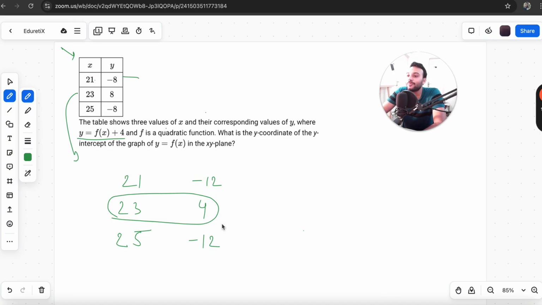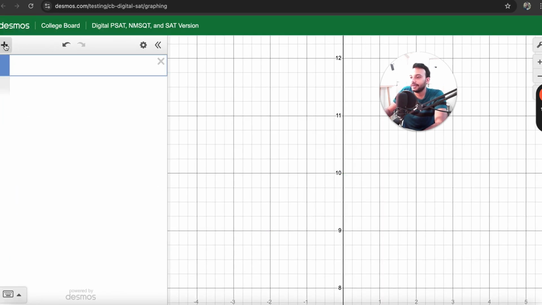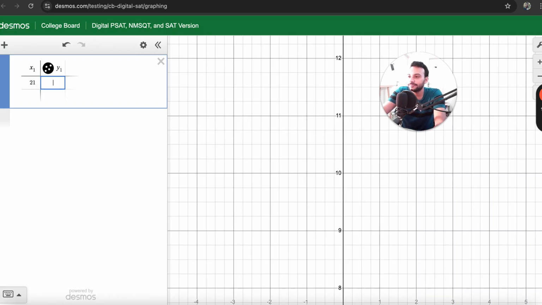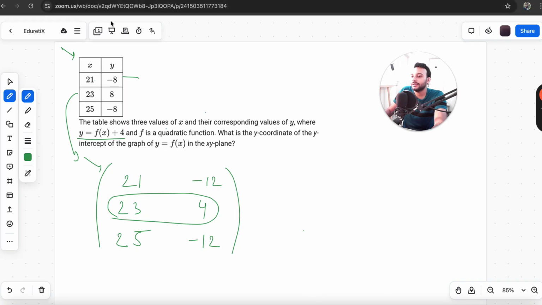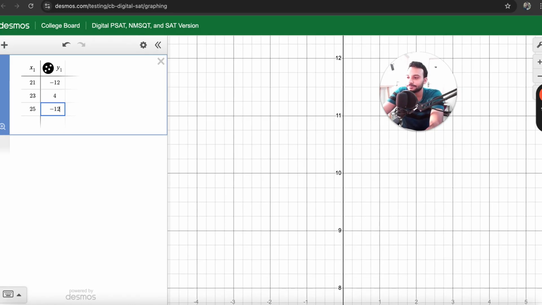So you have 3 points, 3 coordinates given here. Let's plot them quickly on DESMOS. I'm going to clear all this. Let's do a table. x1, 21 comma minus 12. Then x2, 23 comma 4, 25 comma minus 12.